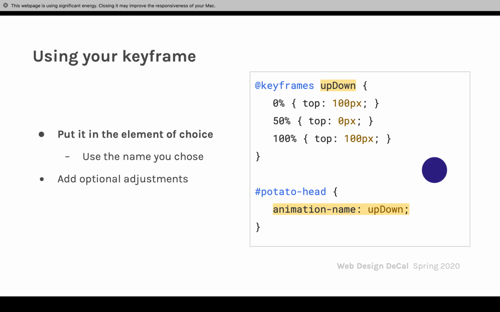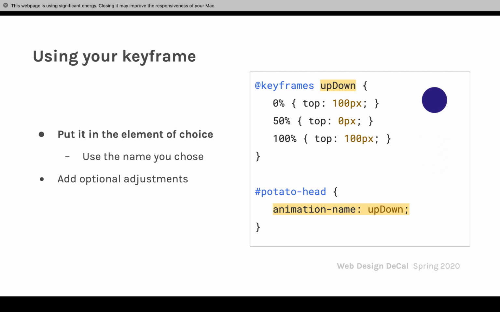So now we're using our keyframe, and basically we just put the name of the animation in the element of our choice. Let's say we have defined the animation up-down, and we want to apply up-down to this container, this circle with ID potato head. Inside there's a CSS property that says animation-name, and that's where we put the name of our animation, like up-down. So now that we defined it, you can see the circle goes up and down. That's basically how we choose to use an animation of our choice.